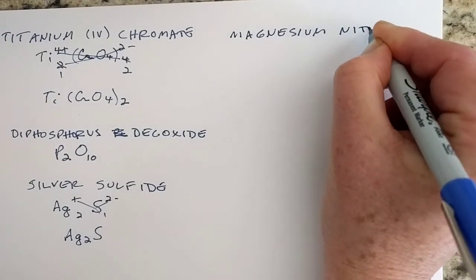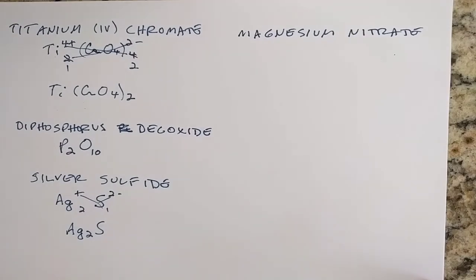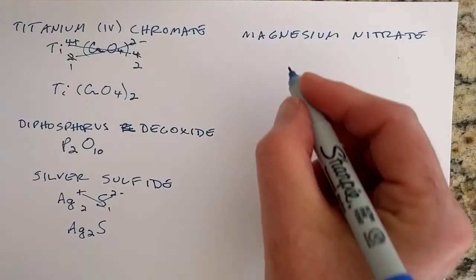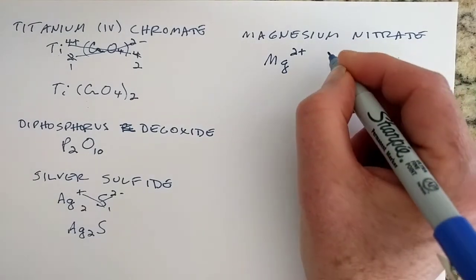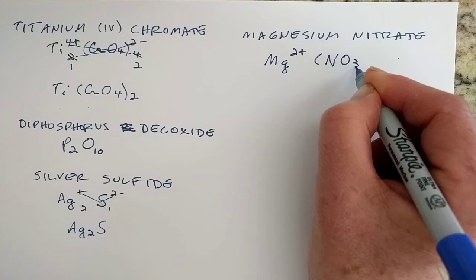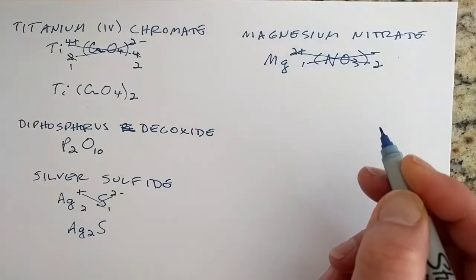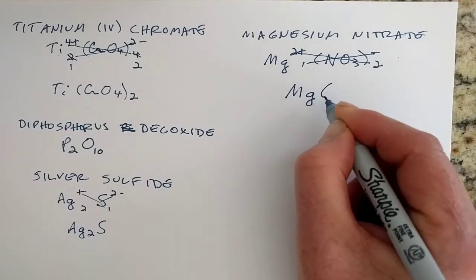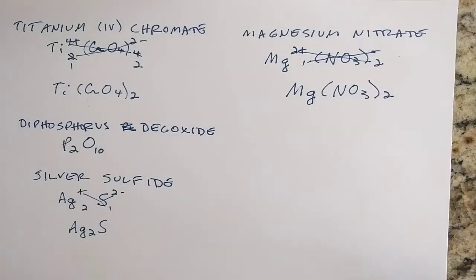Magnesium nitrate. All right, so magnesium, it's to the left of the staircase. It's a metal. We're doing charges. So magnesium, Mg, it's in group 2, 2+. Nitrate on your polyatomic ion chart, it's NO3 with a -1 charge. Cross to the outside of the parentheses, 1 to 2 is lowest whole number ratio. Rewrite it, Mg, parentheses, NO3, parentheses, 2.